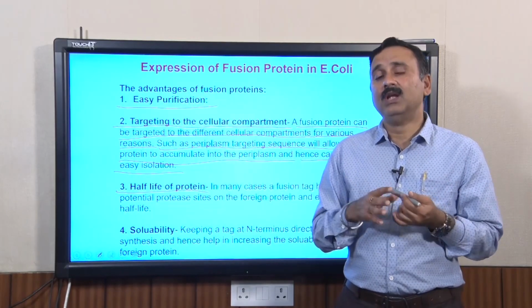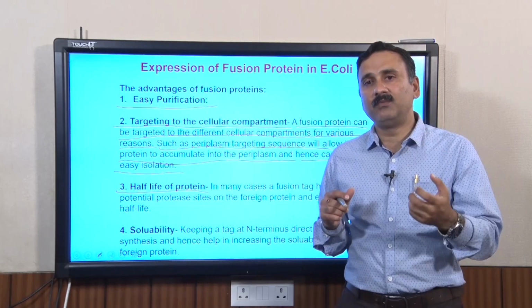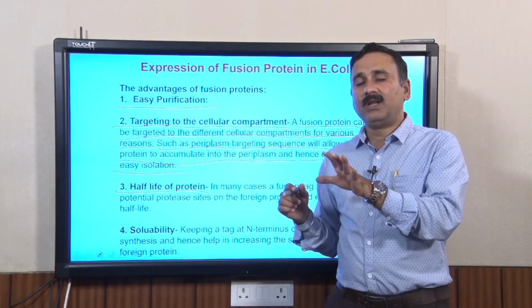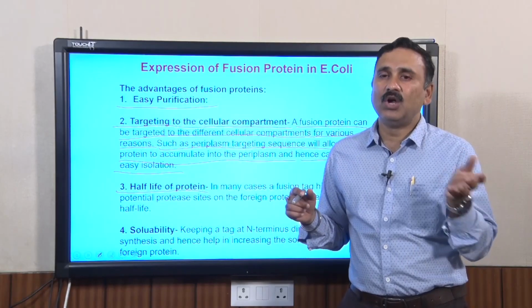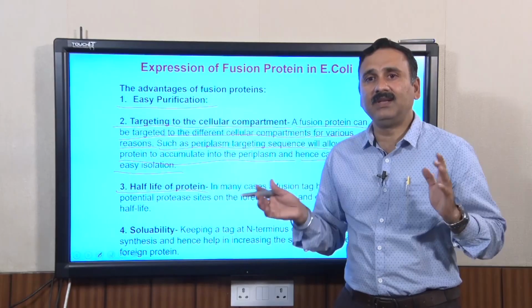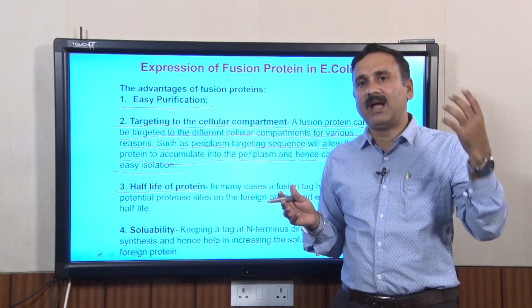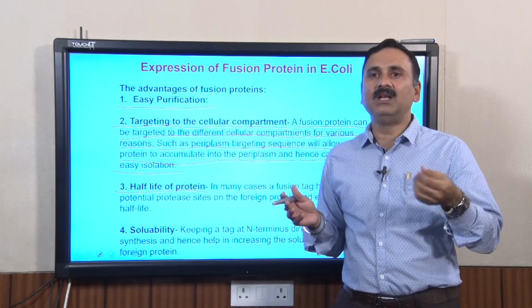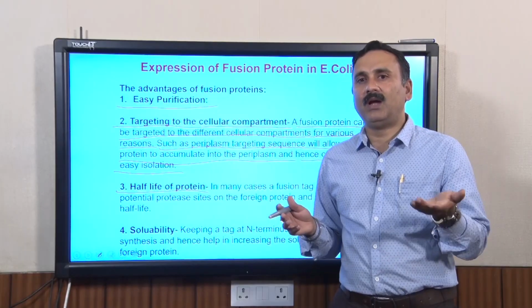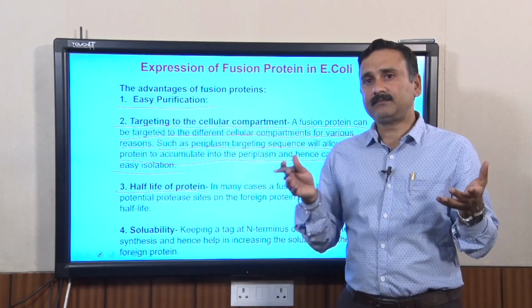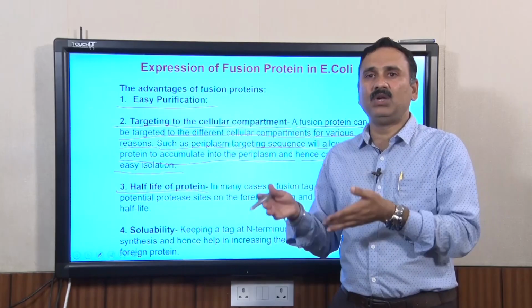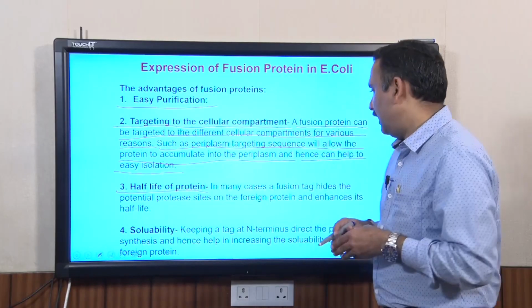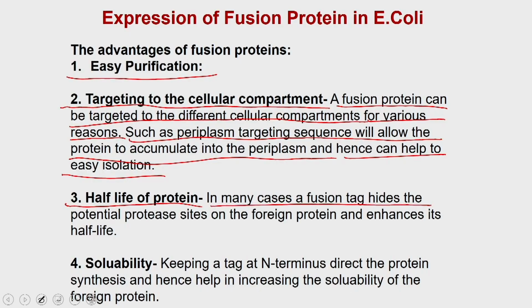In those cases, you produce a fusion protein. Depending on the scenario of that particular protein, you either put the fusion tag at the N terminus site or at the C terminus site, and either of these sites will get blocked. In some cases, if you put the fusion tag on the N terminus side, it enhances the overall half life of your chimeric protein, and as a result you get better survivability or better stability of this protein within the cytosol. So, in many cases a fusion tag hides the potential protease site on the foreign protein and enhances its half life.